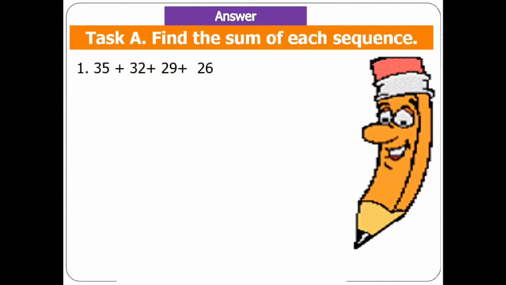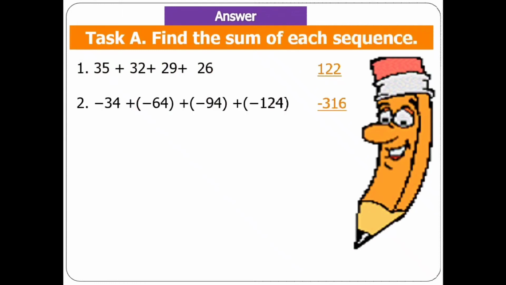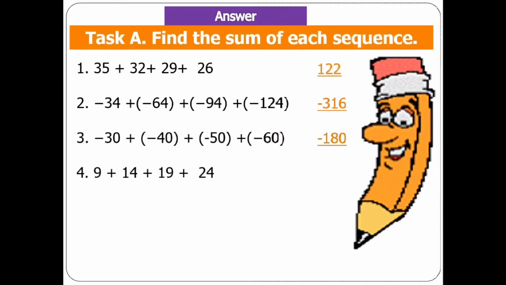The sum for number 1 is 122. Number 2 is negative 316. Number 3 is negative 180. Number 4 is 66. And number 5 is negative 40.